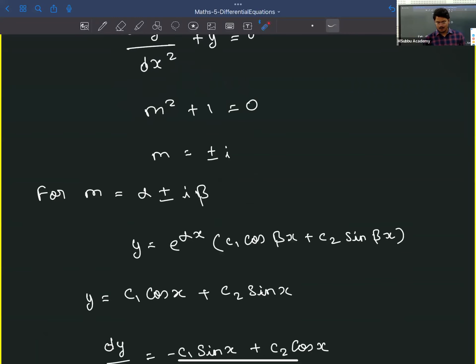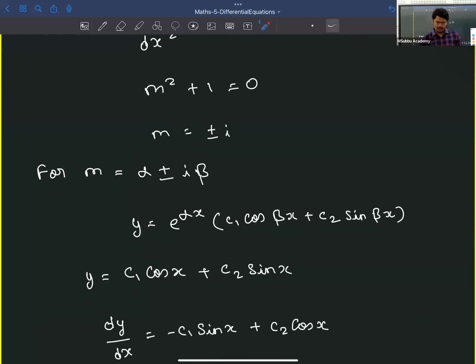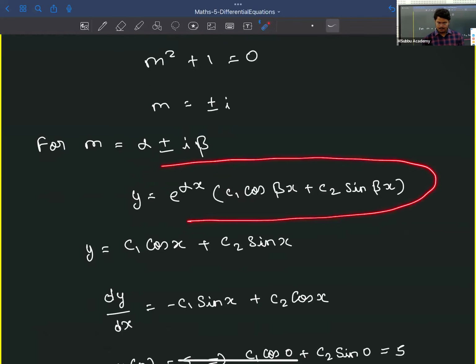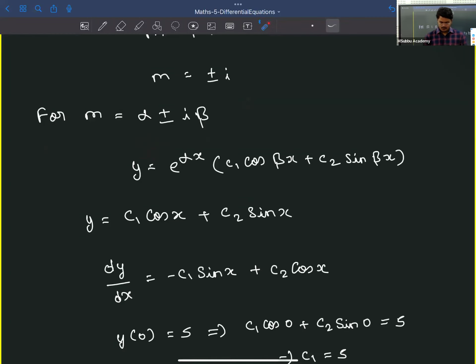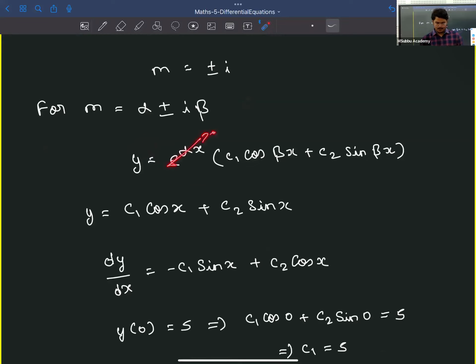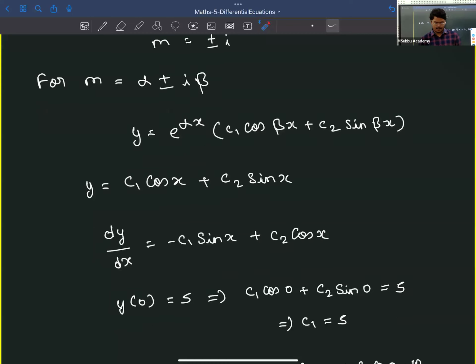So for that, the complementary function will be, for m is equal to alpha plus i beta, when the roots are complex, the complementary function for the differential equation is y is equal to e power alpha x into c1 cos beta x plus c2 sin beta x. Here alpha is 0 because we have only an imaginary term, so this term will be 1. So c1 cos x, because beta, the coefficient of i, is nothing but 1, so cos x plus c2 sin x. So directly write it as that.